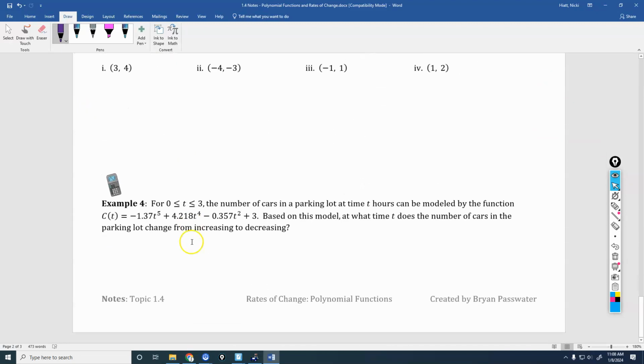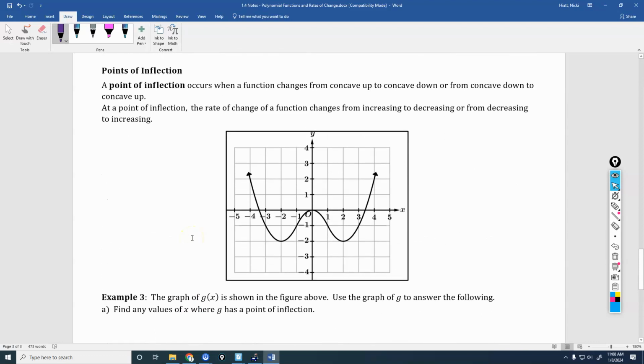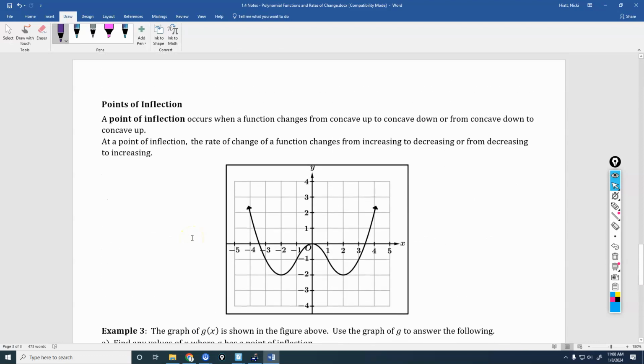All right, let's see. Is this our last page? Okay, we can do it. We got 12 minutes. All right.